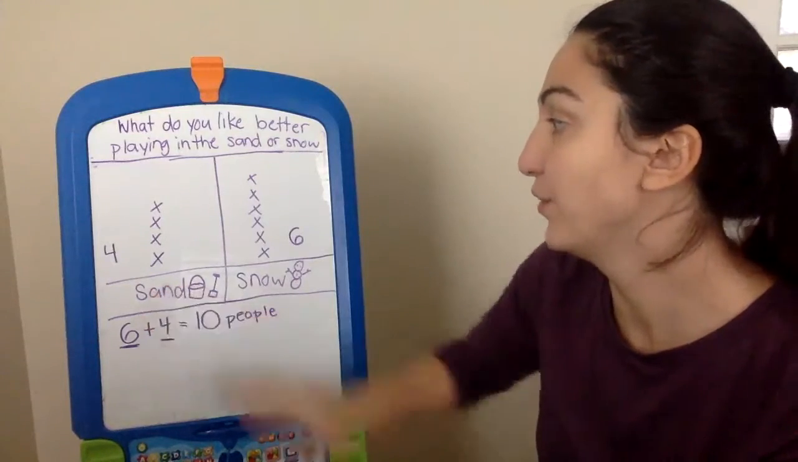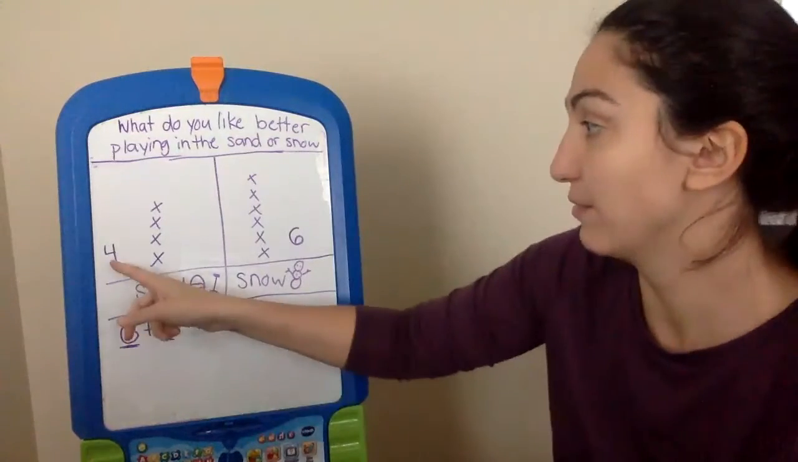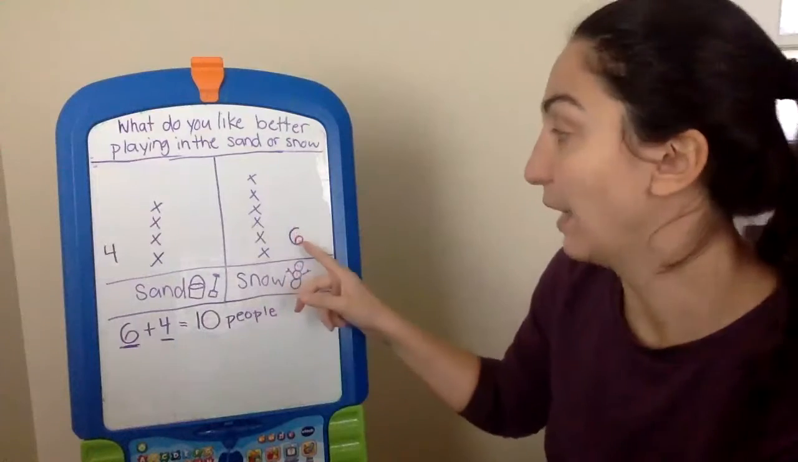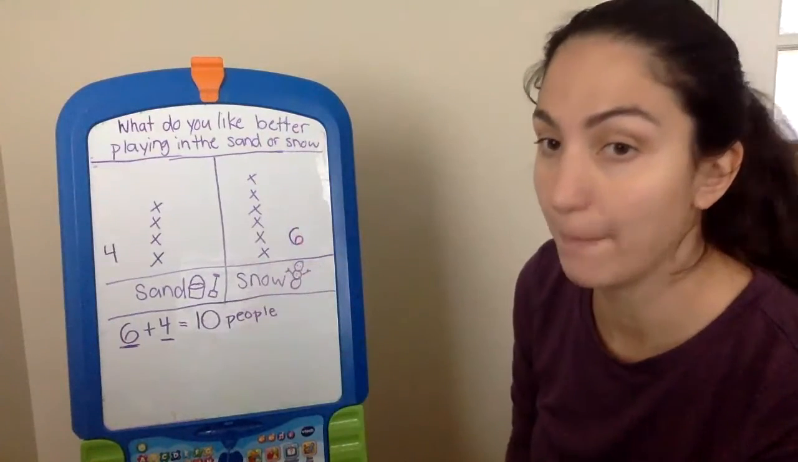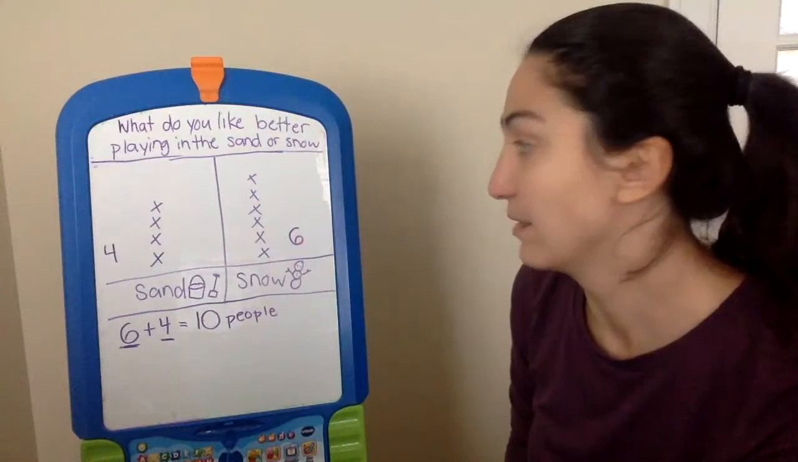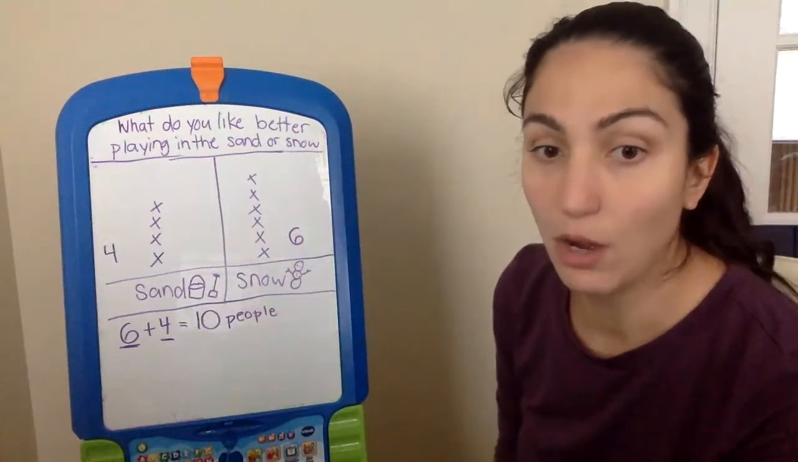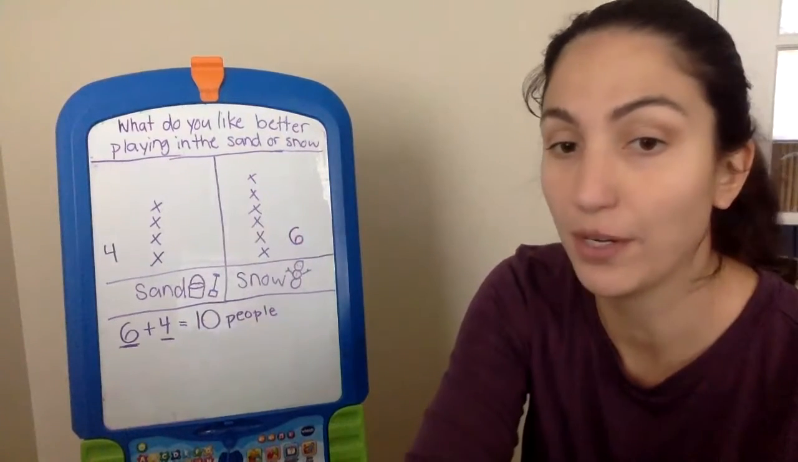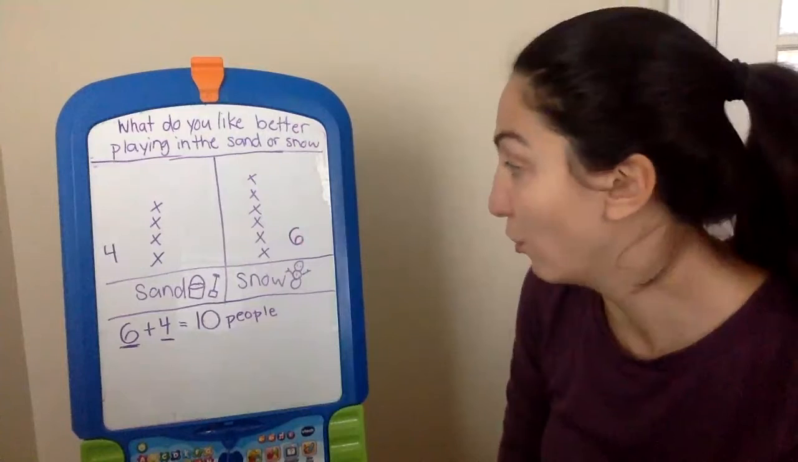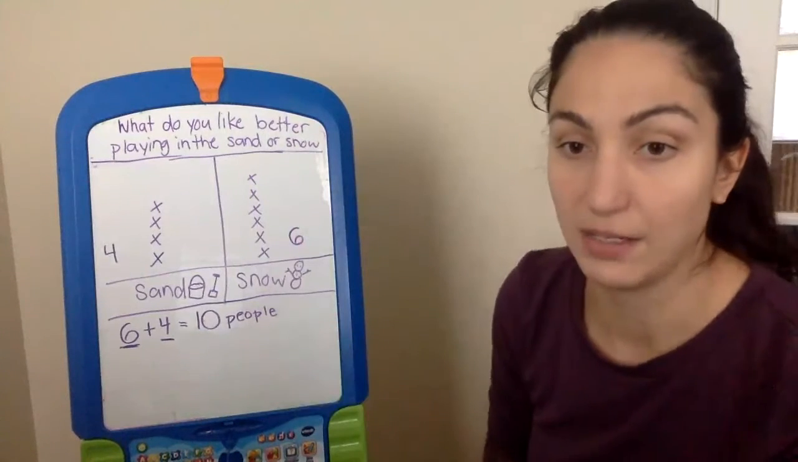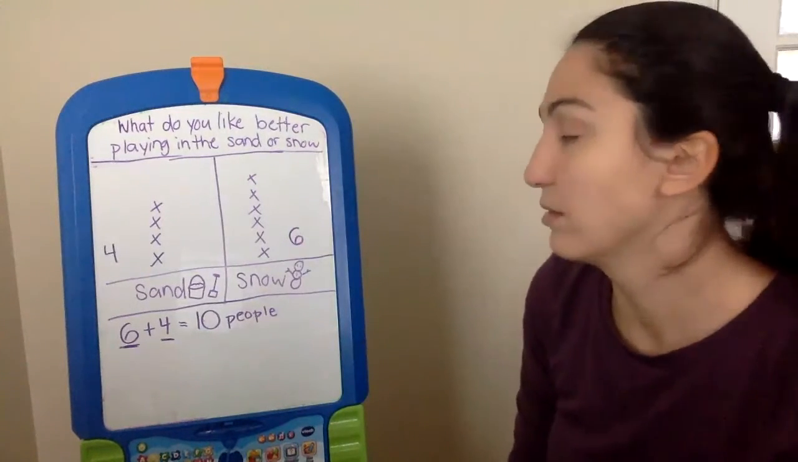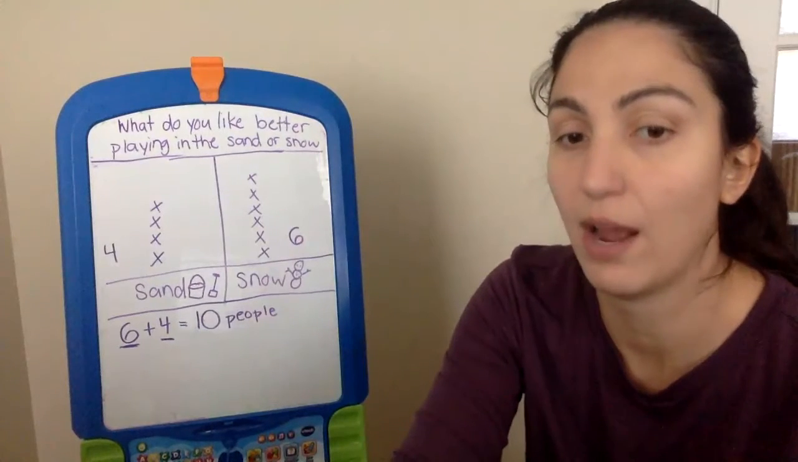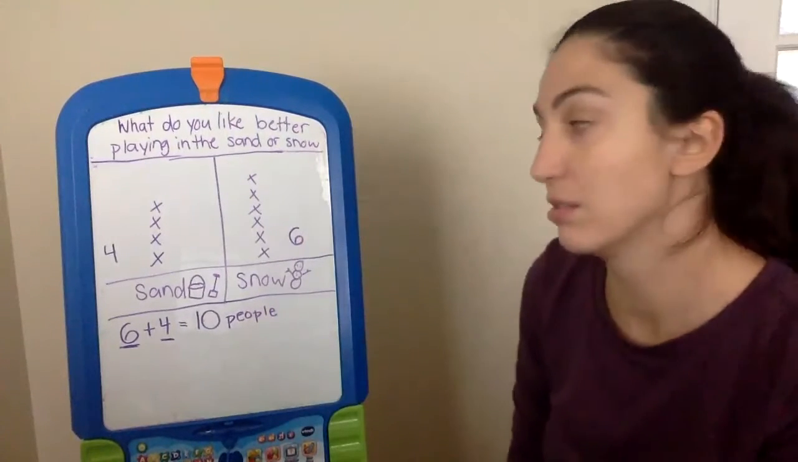Right, so sand is fewer, and the reason why we know that is because 4 is less than 6, okay? So 4 is the smaller number. 4 is less than 6. Now, I want to know how many fewer kids chose sand than the snow. Okay, so try to figure that out. See what you need to do to figure that out. How many fewer kids chose sand than snow?